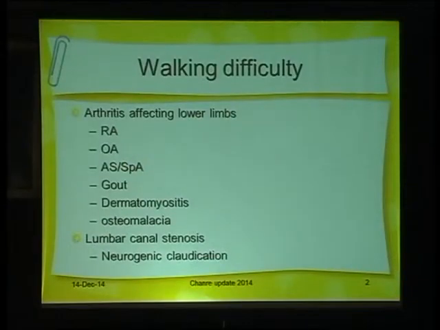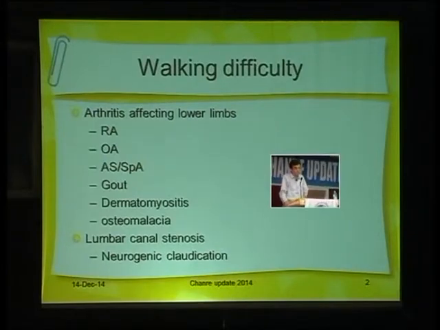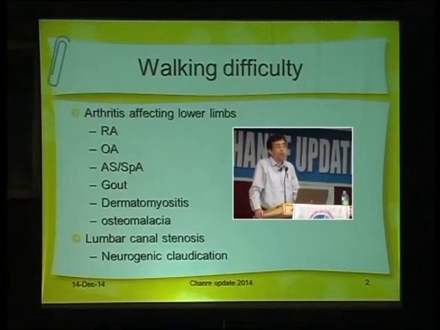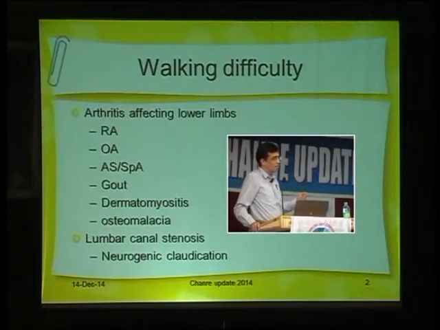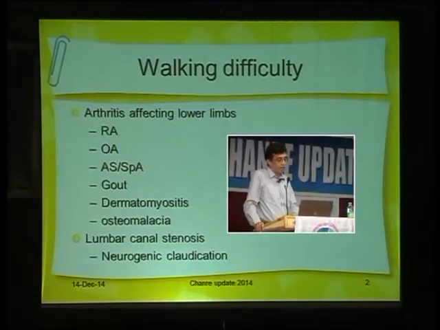Almost all the arthritis affect the lower limbs, but particularly in the elderly, osteoarthritis is the most common. Rheumatoid arthritis is again a common disease which starts in the middle age and invariably overlaps into the older age. Ankylosing spondylitis is a disease of young men, but young men do live long enough to become old, and they do have the consequences of this illness. And spondyloarthritis can start in the older age. And gout, of course, though it is a self-limiting disease, recurrent attacks of gout in the metatarsal joint can lead to destruction of joints and can lead to walking difficulties.